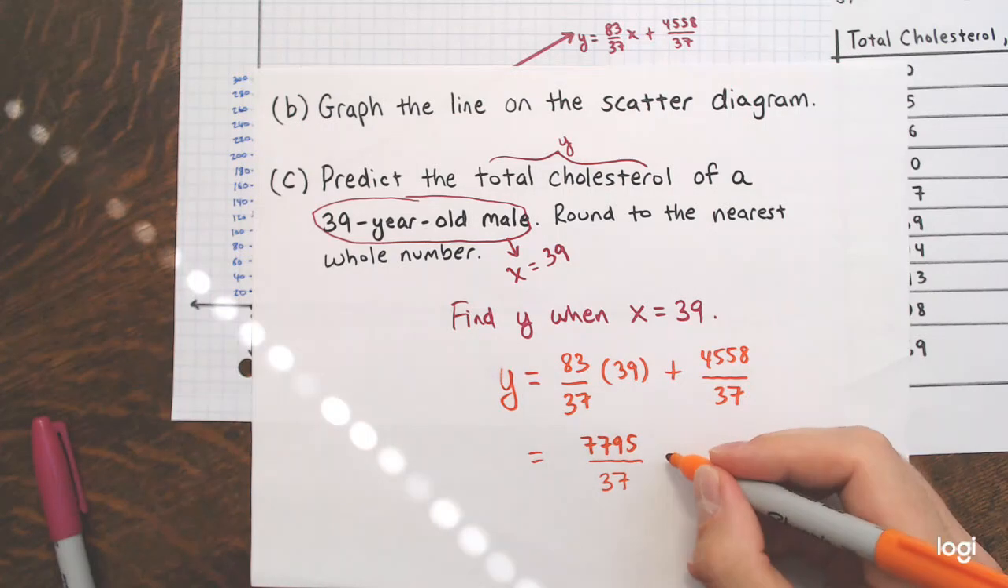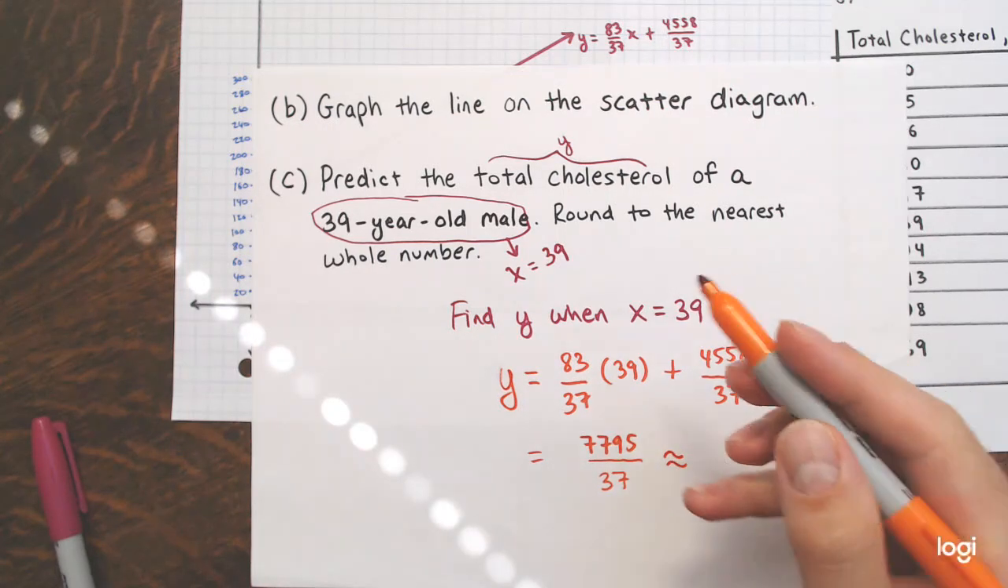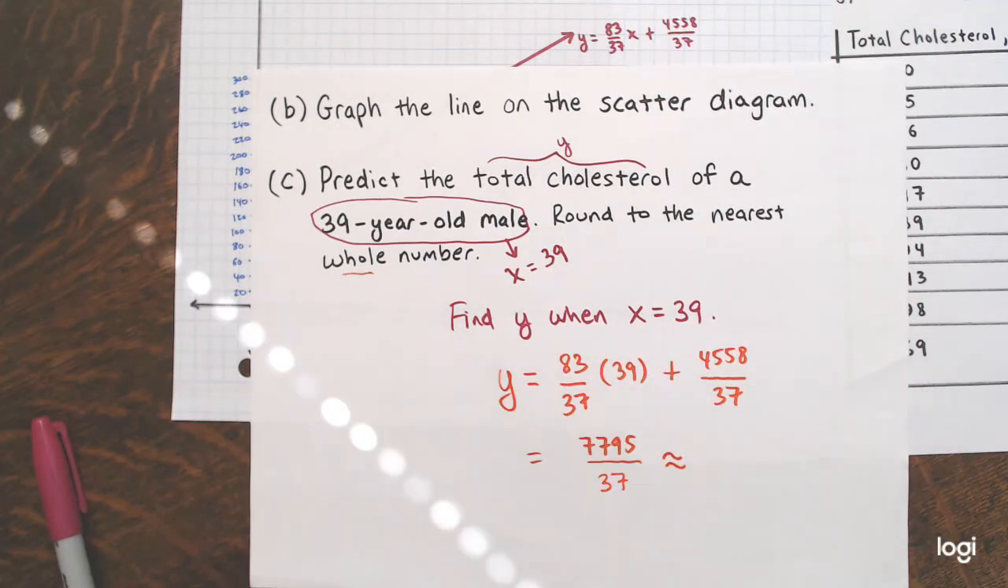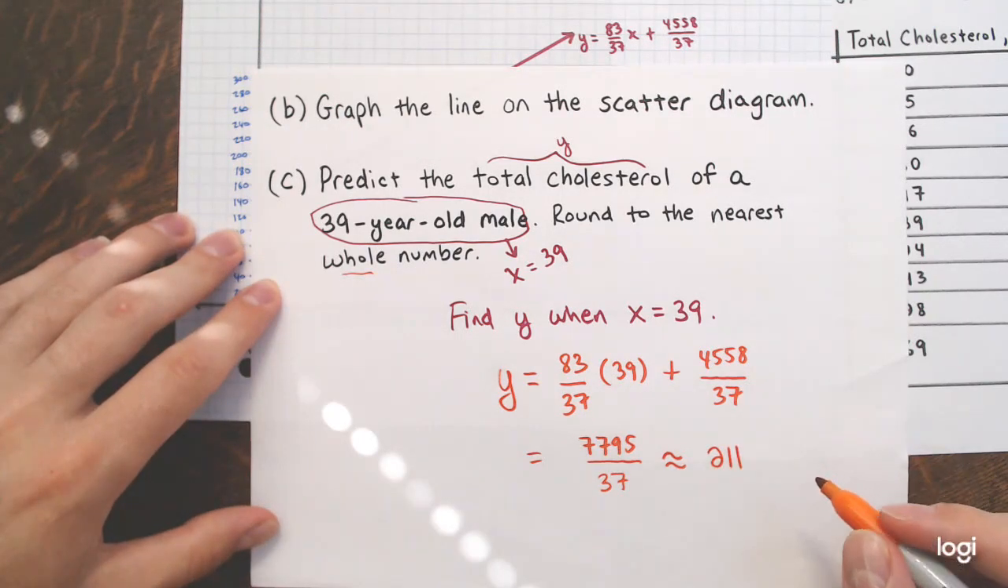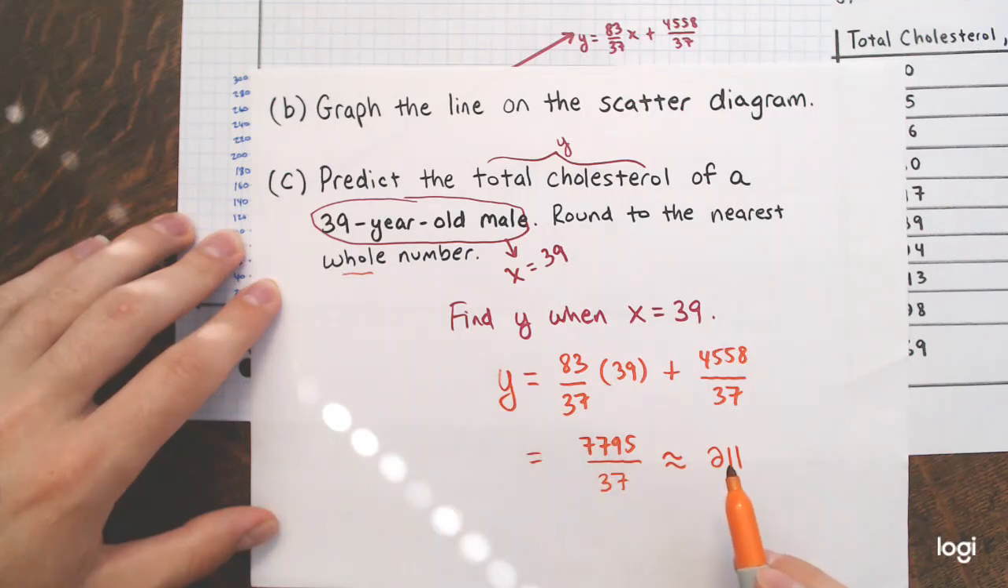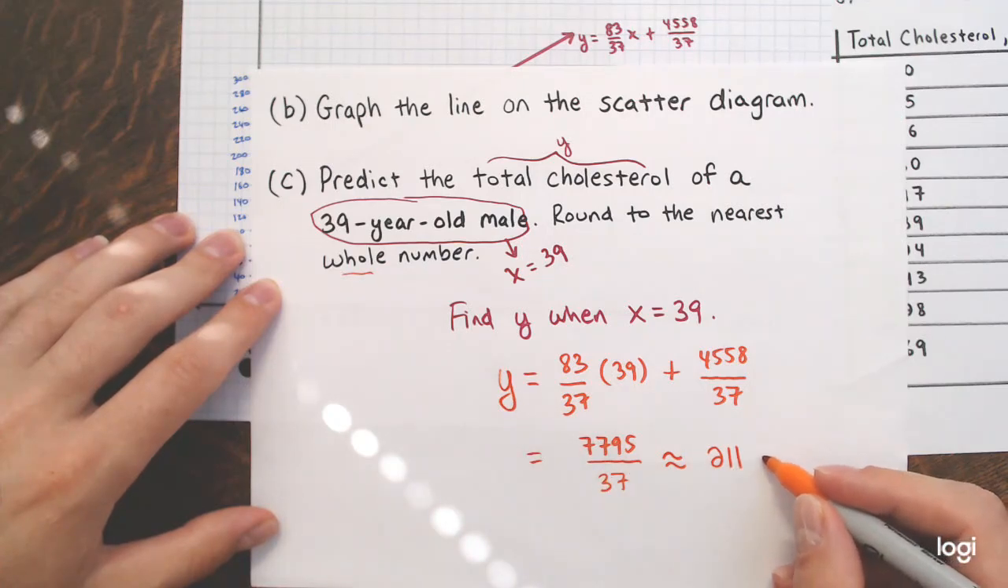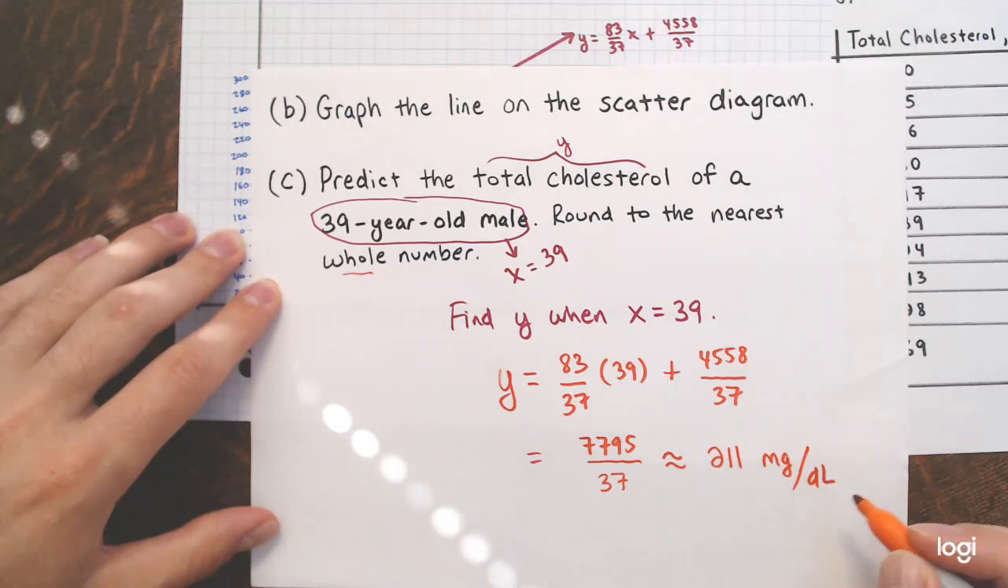I'm getting 7,795/37, over 37. Now they did ask us to round to the nearest whole number. So when I punch this in, I'm going to take 7,795 and divide by 37, and it's around 210.6756. It's 210.6, and that 0.6 is 0.5 or higher, so I'm going to round up. The nearest whole number is 211. I remember what y did. y was cholesterol. And what were the units on cholesterol? That was milligrams per deciliter.